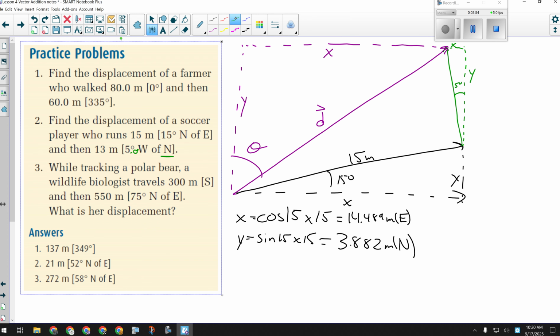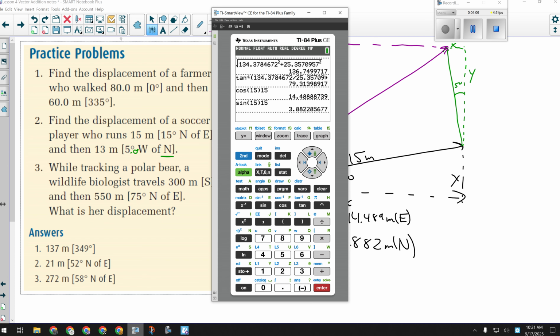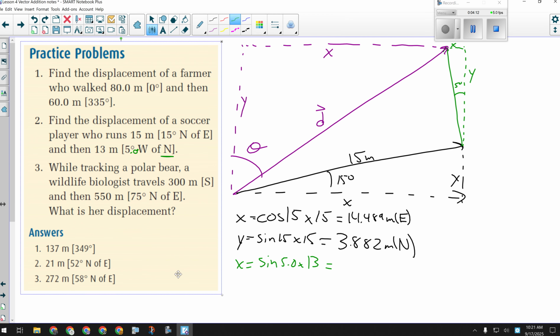Green x on the triangle there is actually the opposite side. So we'll go the sine of 5.0 times 13 meters. That's going to be 1.133 meters, and that one points west. So this one will probably have to be negative when I combine it with the east.